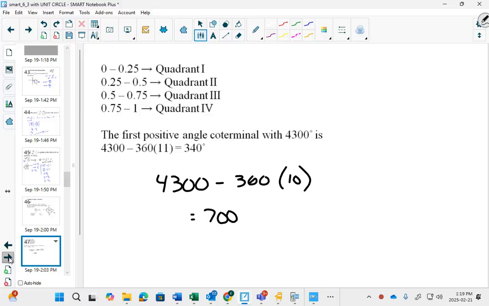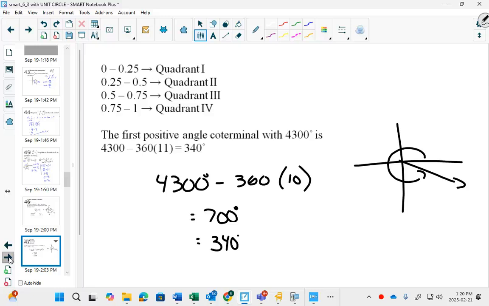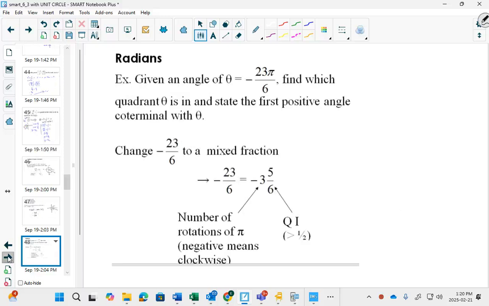So 4,300 degrees is coterminal with 700 degrees. And then I could subtract 360 degrees again and get 340 degrees. So 4,300 is coterminal with 340 degrees. That also would tell me it's in quadrant 4, and I wouldn't need a calculator for that. It would take a little bit of effort, but I wouldn't need a calculator. But more often, we're going to be dealing with questions in radians. And so we're going to look at some strategies to figure out radian questions easier without a calculator.